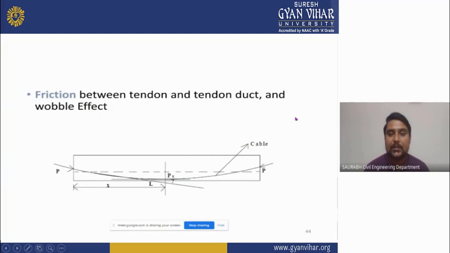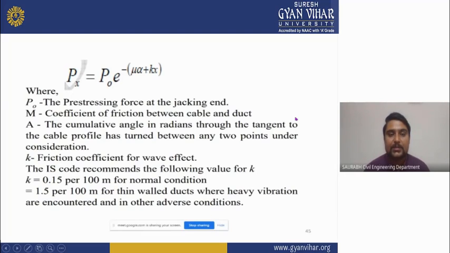That is the friction between tendon and tendon duct and the wobble effect, as you can see in your figure. Px is equal to P naught e to the power minus bracket mu alpha plus Kx, where P naught will be the pre-stressing force at the jacking end. Mu will be the coefficient of friction between the cable and duct. Alpha will be the cumulative angle in radians through which the tangent to the cable profile has turned between any two points under consideration. K is the friction coefficient for wave effect.